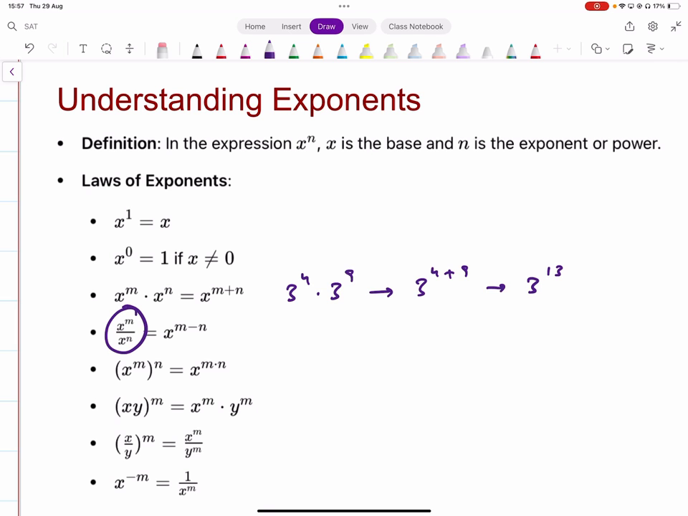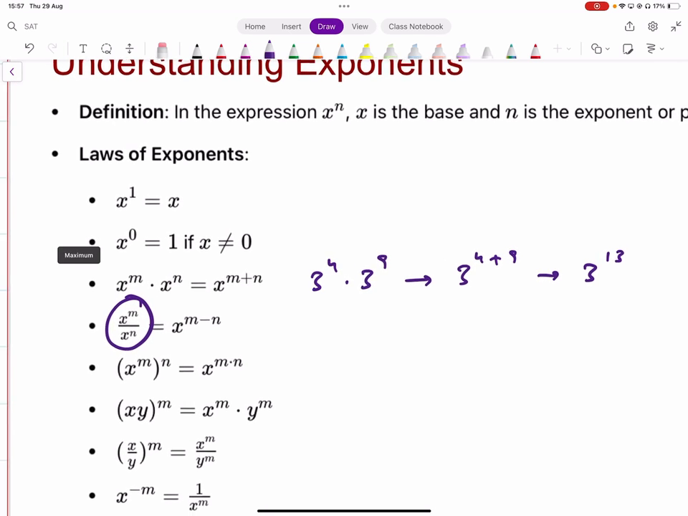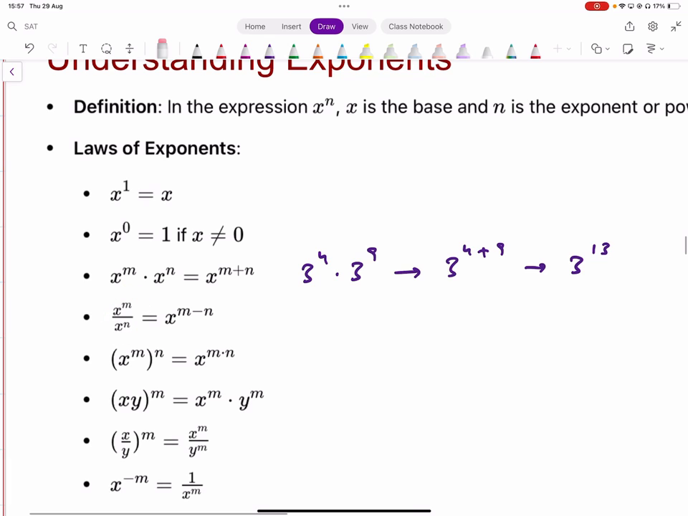What about this? X raised to power m divided by x raised to power n. You have some division happening. Bases are the same, powers are different. What happens to the powers? Powers get subtracted, right? So if you have, for instance, 9 raised to power 2 over 9 raised to power 4, what do you get from that? 9 raised to power 2 minus 4, which is 9 raised to power minus 2. Make sense? And then you have this rule.